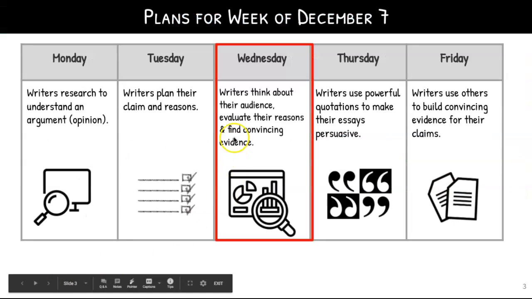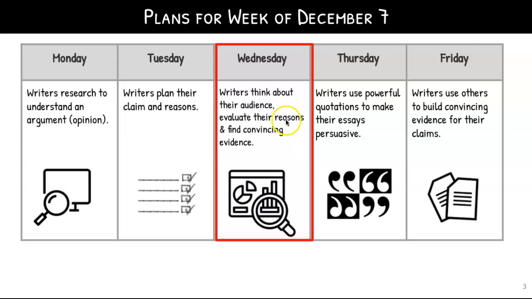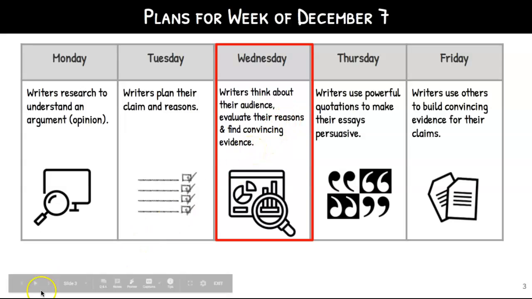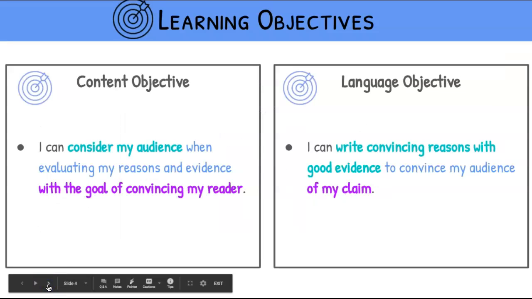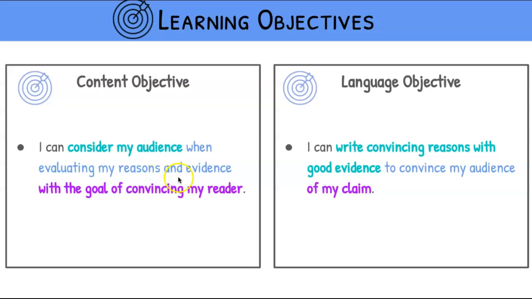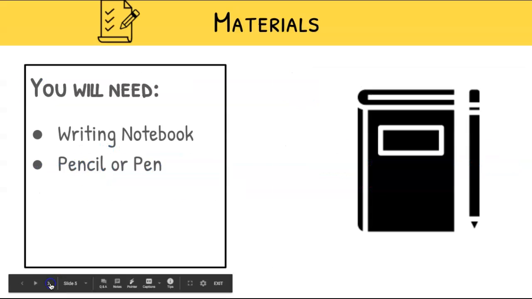So today we're going to think about our audience, our reasons, and find some evidence for our persuasive writing piece. We'll work on considering our audience when evaluating our reasons and evidence with the goal of convincing our reader, and writing convincing reasons with good evidence to convince our audience of our claim.